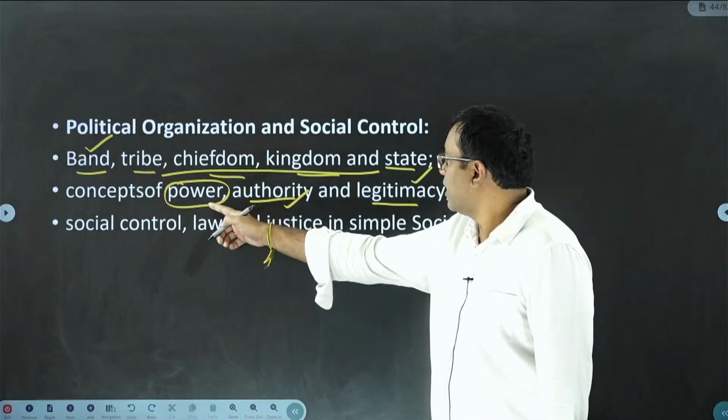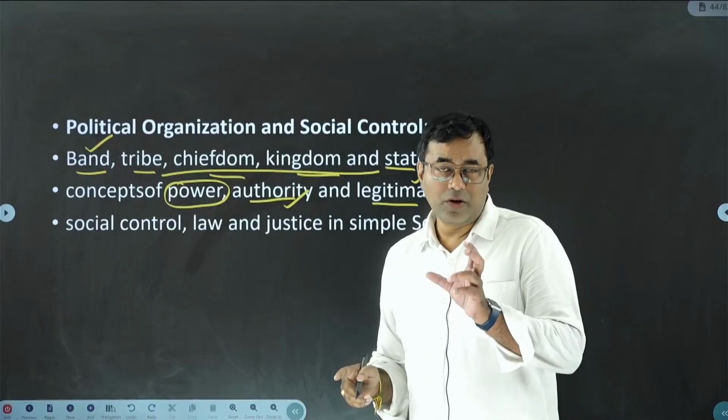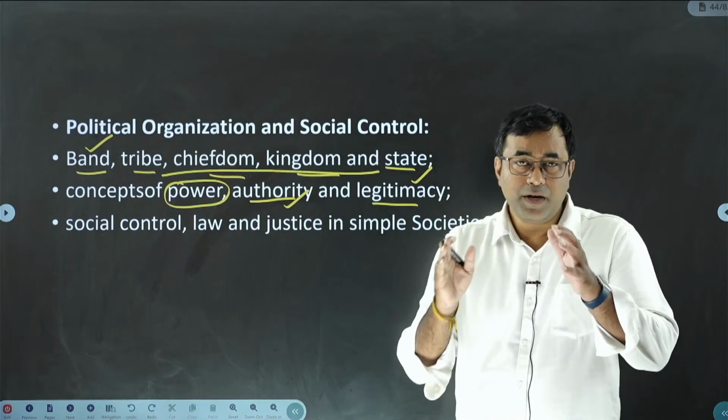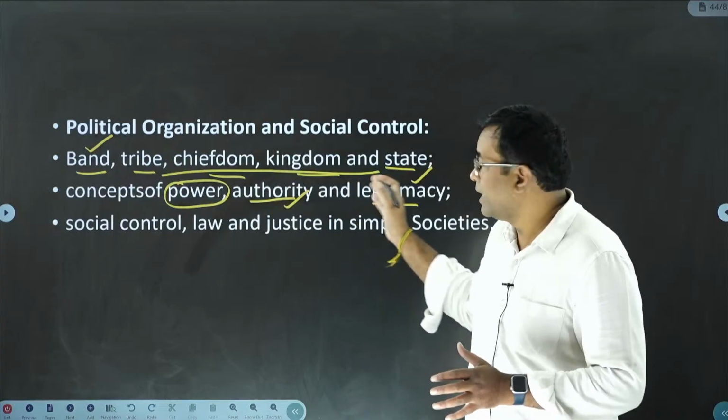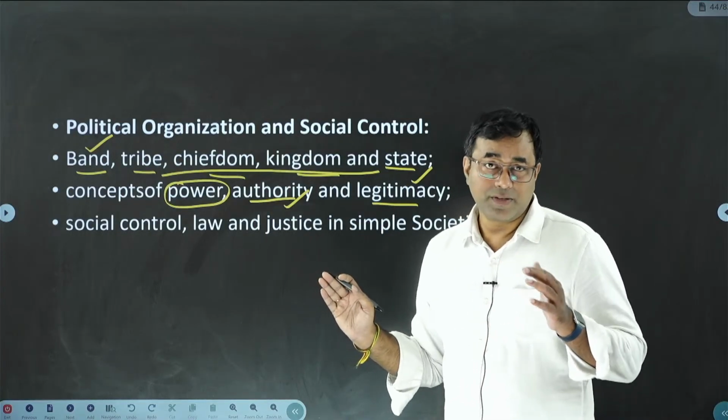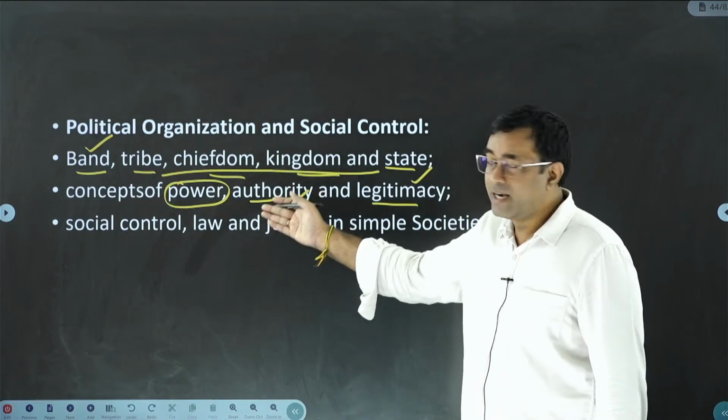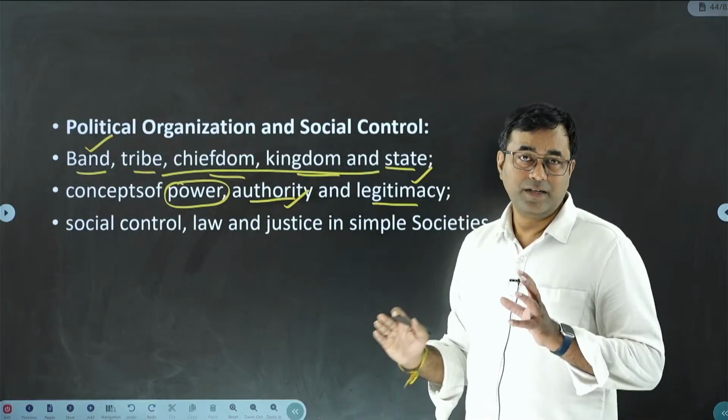How these power, authority and legitimacy are followed in different types of political organizations or different types of societies, and what the characteristics related to them are, will be discussed in chapter 4.